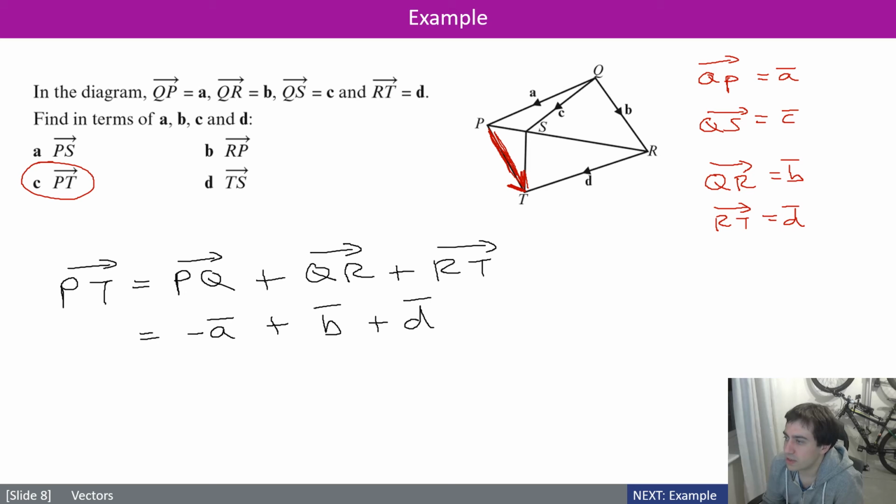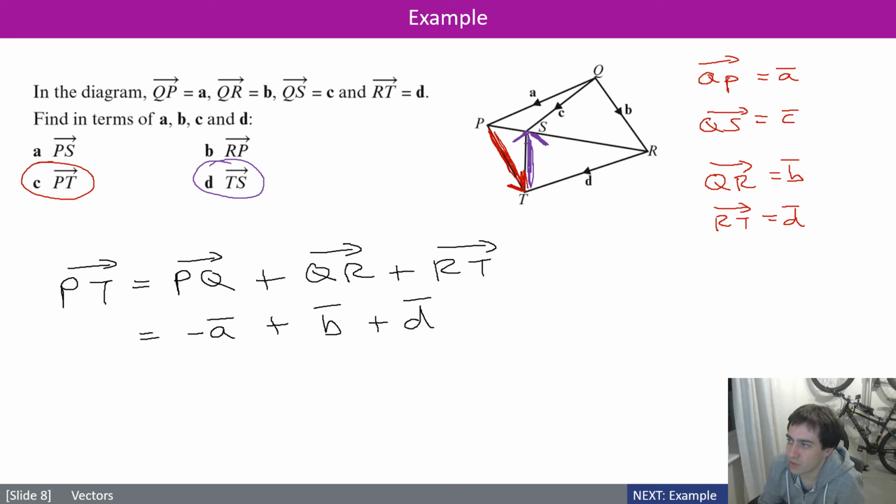TS, let's choose purple. So there's TS, which is this here, from T to S. There's my arrow, and then we find a path. So T to S, that's the same thing as going from T to R, R to Q, Q to S. Right, so T to R, R to Q, Q to S. That starts at T, ends at S.